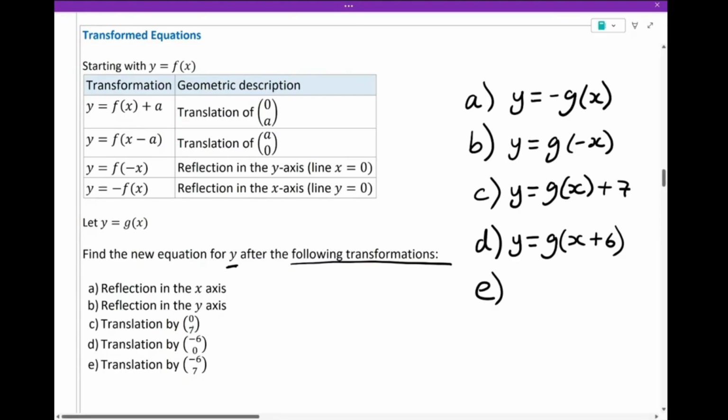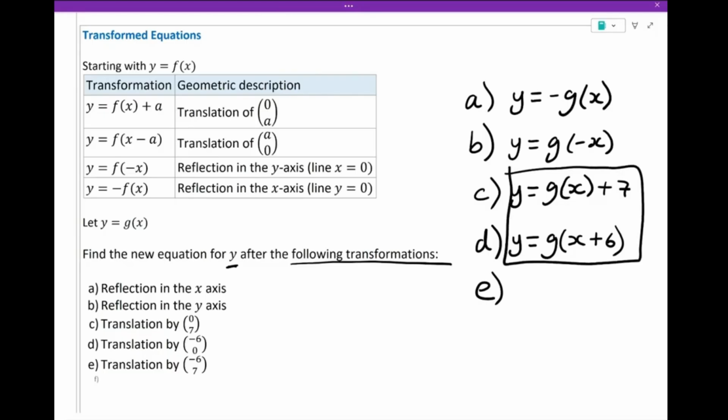Okay, in part C, we had 7 as our vertical component, which matches down here. And in part D, we had -6 as my horizontal component, which matches down here. We're going to do a horizontal translation and a vertical translation. And to carry this out, we are going to combine our answers from part C and part D.